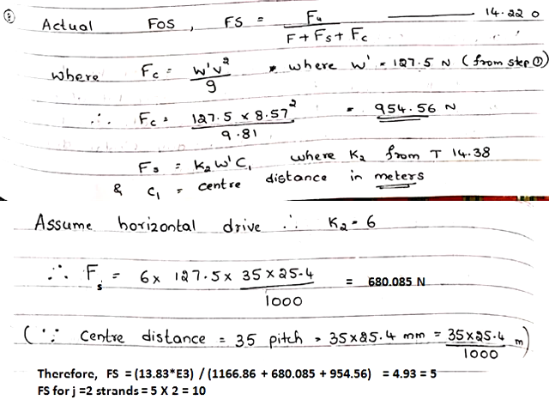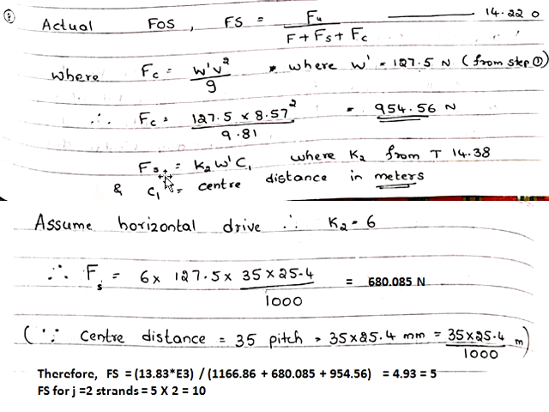Step number 8. Calculate the actual factor of safety using equation number 14.220. Here Fc is W dash V square by G, and Fs is equal to K2 W dash C1. Here W dash is 127.5 Newton. I have obtained this value during step number 1, and V is velocity, it's known already. G is 9.81. Substitute all the values, you will get Fc as 954.56.